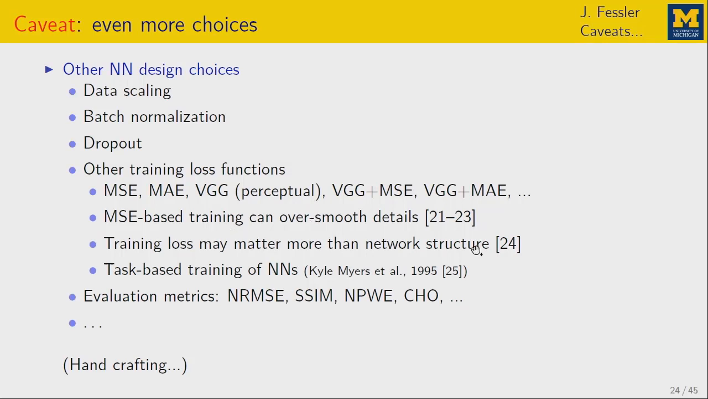In fact, it's even been argued that the training loss function may be more important to your results than the choice of network structure. If you go back more than 20 years, there was the idea of training networks not based on generic criteria like mean squared error, but based on the imaging task. If we're trying to detect myocardial stenosis or something like that, then you should train your neural network for that task rather than using generic loss functions. And then finally, how do you evaluate your network?